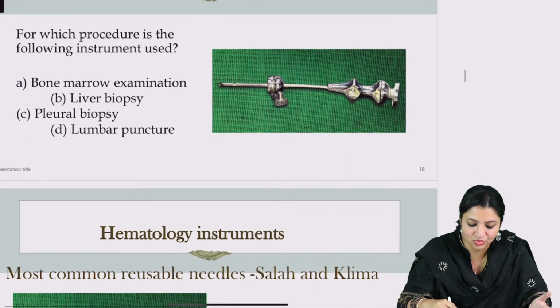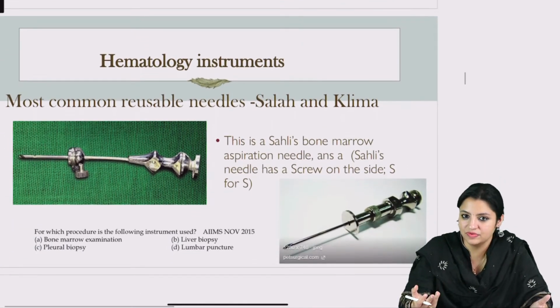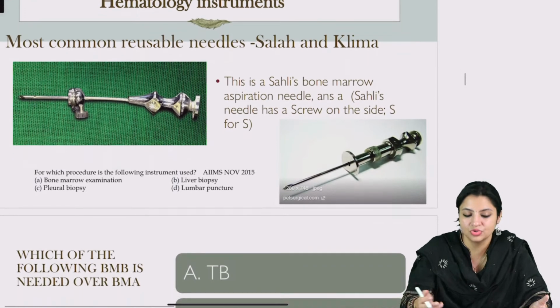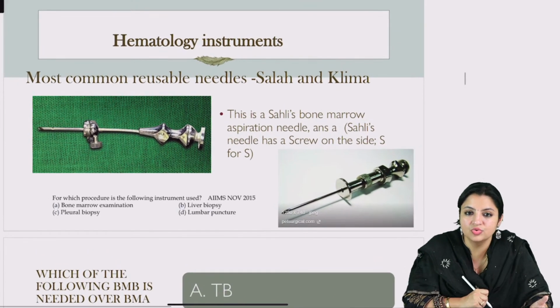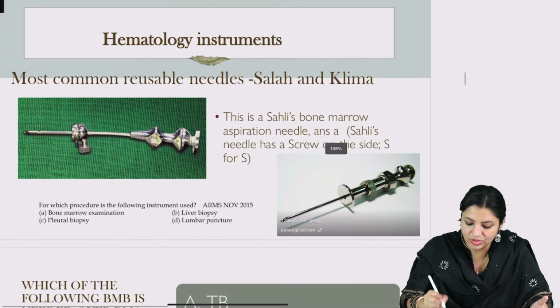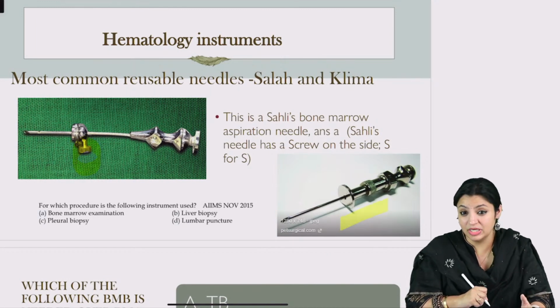There are two types of needles which are very commonly used reusable needles. Nowadays we don't use them, but still you should know. These are Salah and Klima. Whenever there is a screw here, it's Salah. When there's no screw, it's a Klima needle. And these are bone marrow aspirate needles. So that was the googly question.